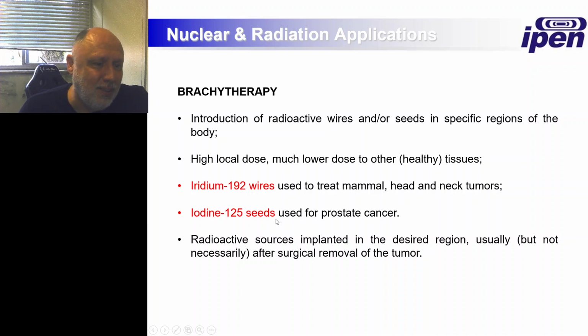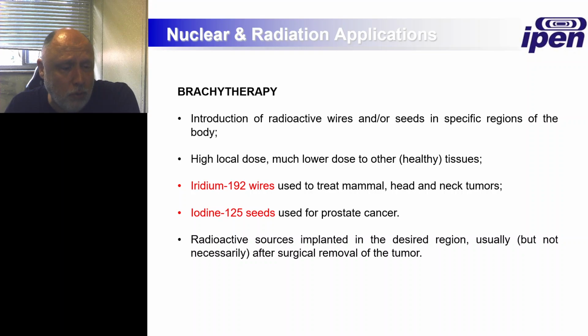Or you can use seeds of iodine-125, which I'll talk about in a bit, for prostate cancer. Radioactive substances in this case are implanted in the desired region, sometimes after the surgical removal of the tumor, to sterilize and make sure there are no viable tumor cells left behind in some way. Or sometimes you use it to kill the tumor itself. Depending on the tumor, if it's small, you can kill it just by doing this without surgical removal.